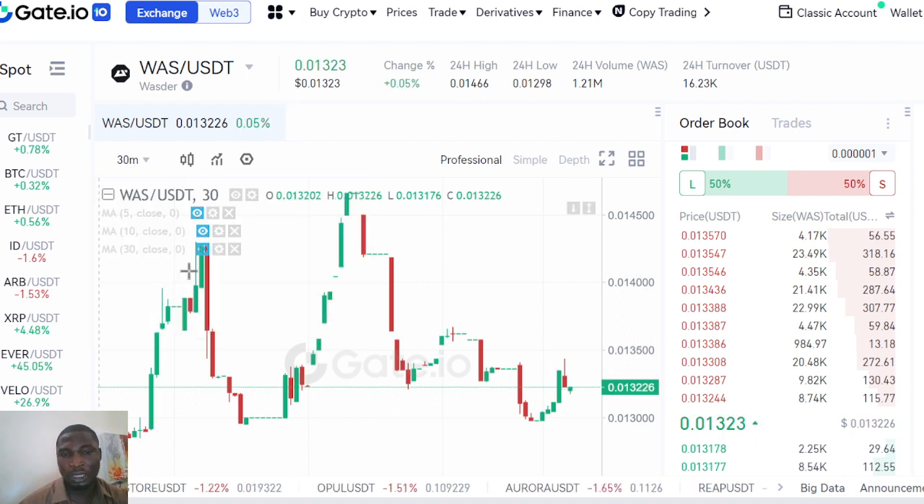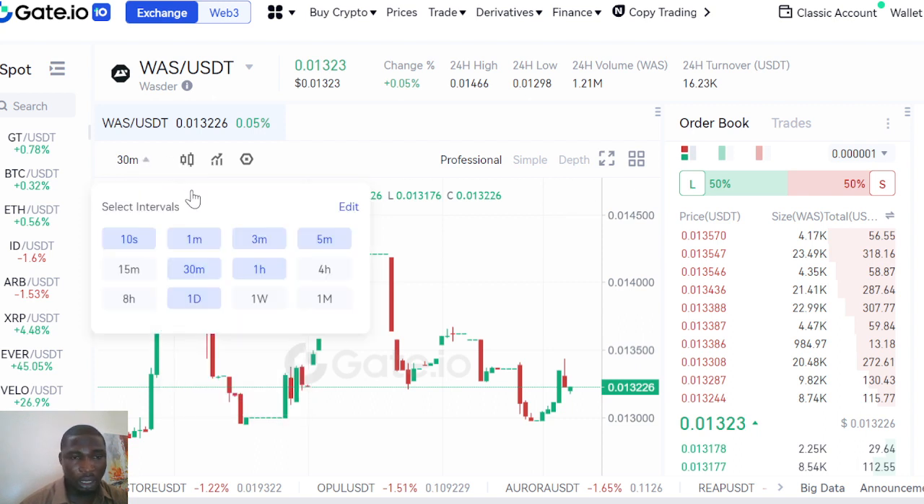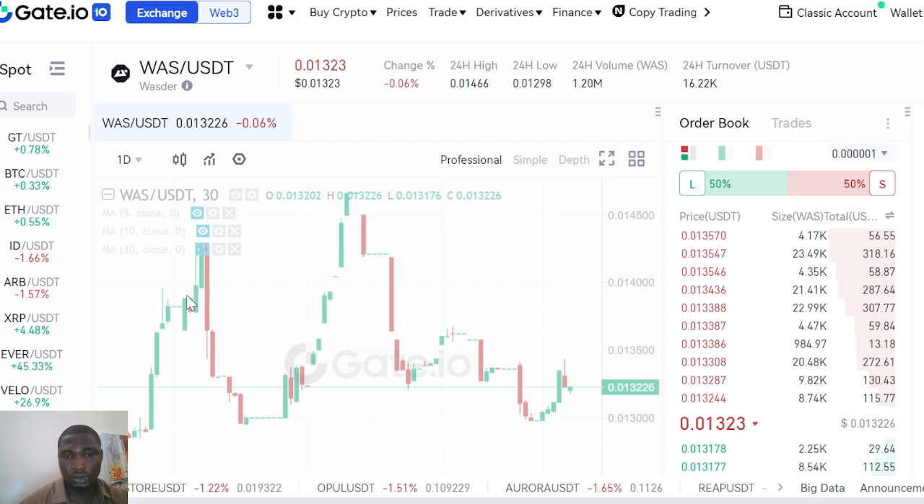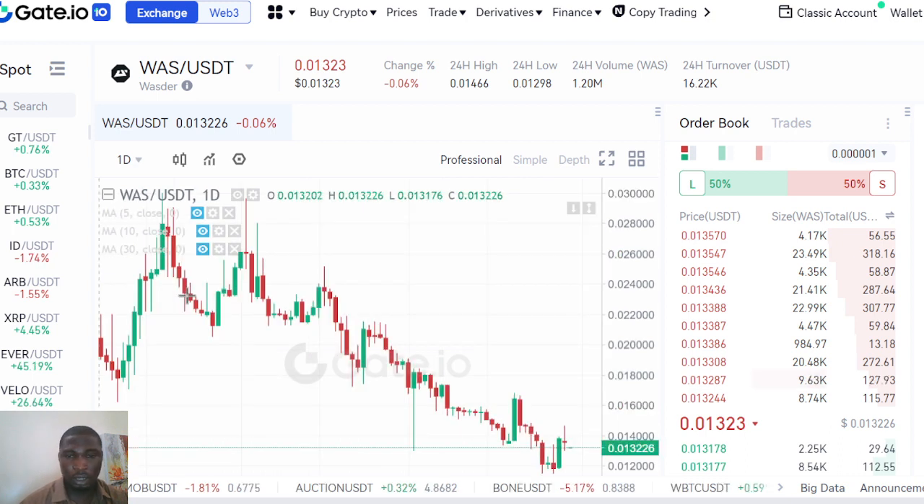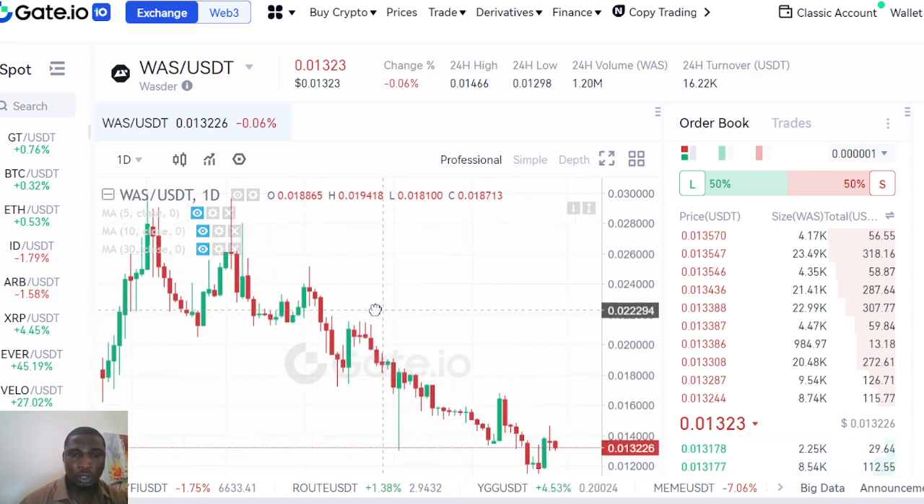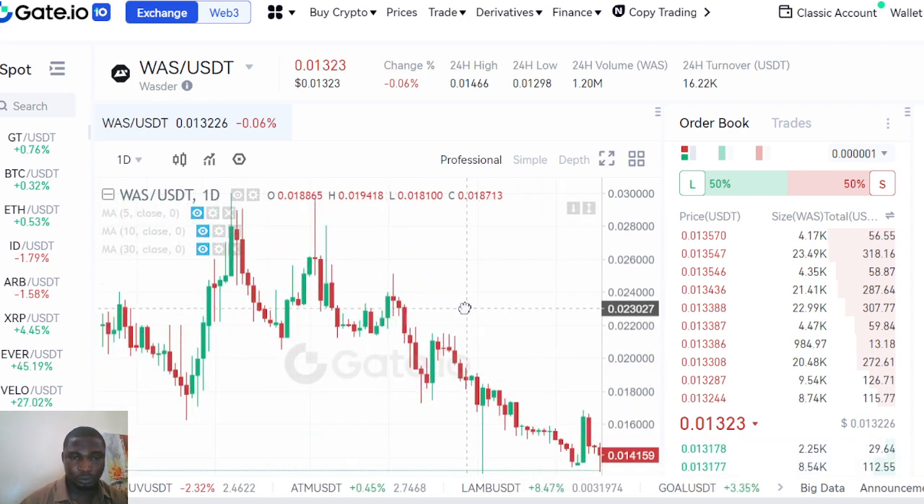Now, if you take it to 30 minutes, or, let me look, can I put it in a day? A day trade is loading. Okay, now you can see this downtrend. You can see the way it's moving, as I've analyzed it for you.